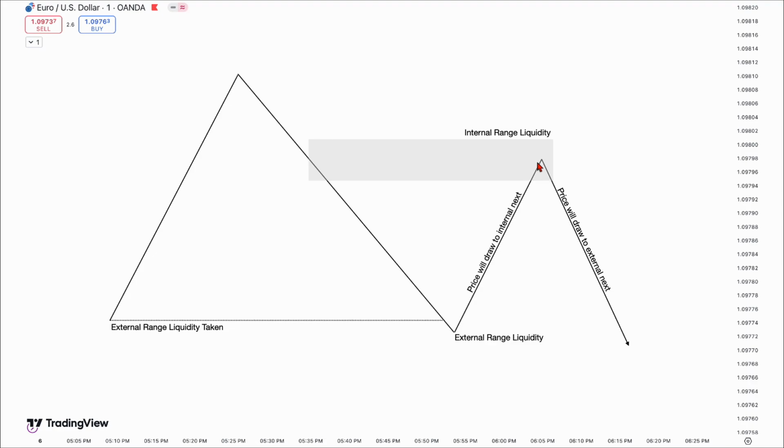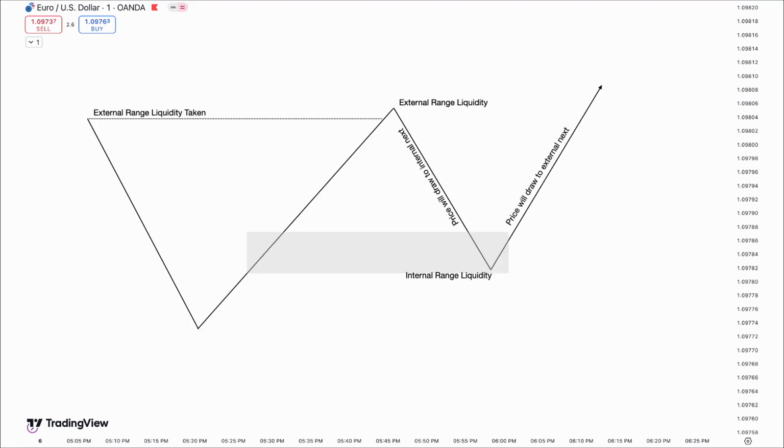So, think about that. When you see an old high or low get taken out, you want to look for an imbalance within that range to get repriced. Once that gets hit, we can then aim for the next target, which is another external range. Same idea here, but in reverse.